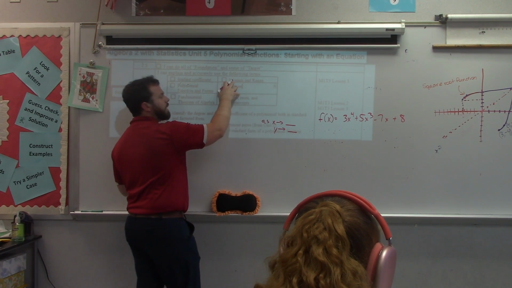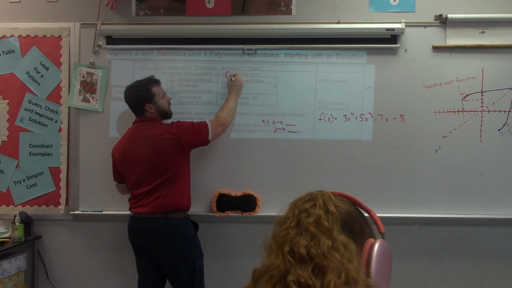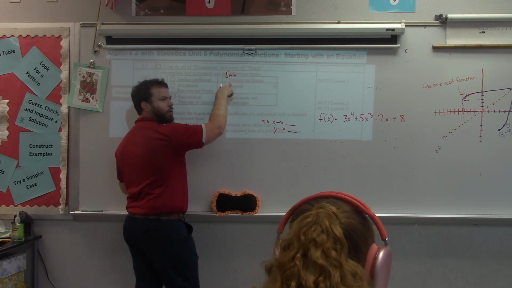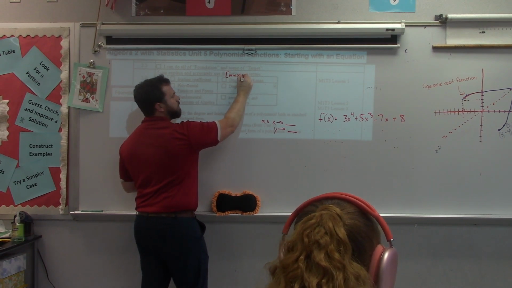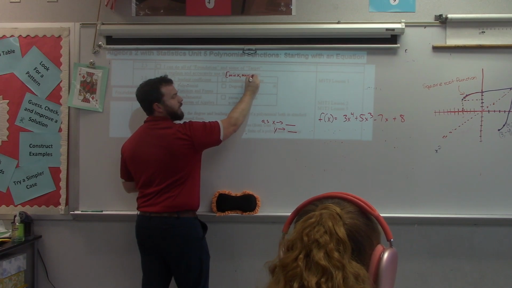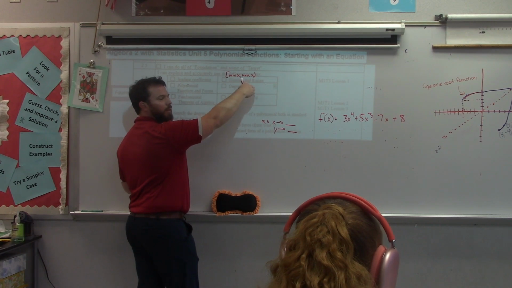But when we talk about domain, remember, we use a bracket or we use a parenthesis, and we put the minimum domain. Is that x or y? Domain. So minimum x, comma, maximum x. If we're talking about domain, it's minimum x to maximum x.